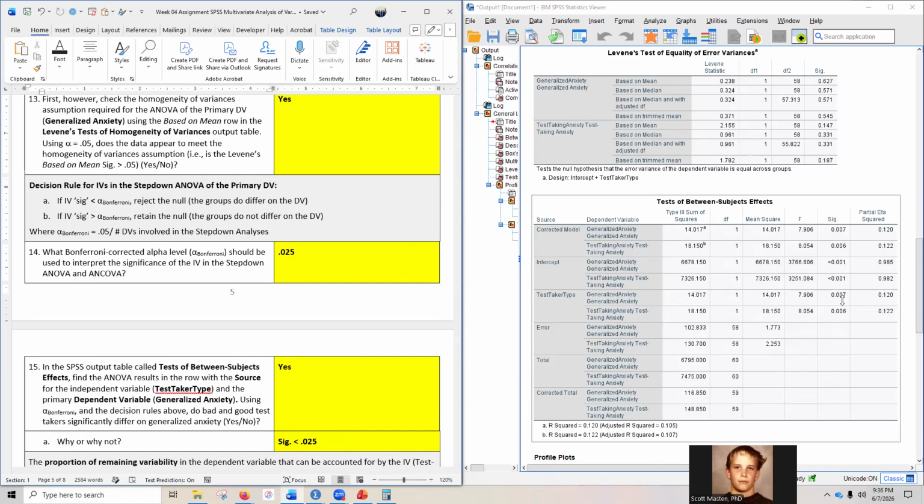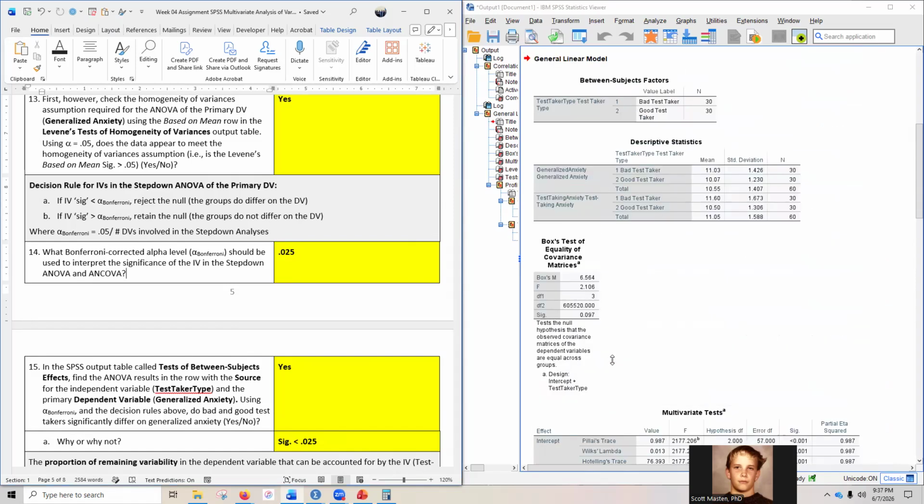Now, this test right here is basically just a straight up ANOVA. It's kind of like a t-test actually, but we're using ANOVA in this case. It tells us, does generalized anxiety differ between the test taker type groups, good and bad test takers? Sig's less than 0.025, our Bonferroni corrected alpha level, so we would conclude, yes, indeed, there is a difference between our test taker groups in generalized anxiety. What is that difference? Well, let's go look at the means.